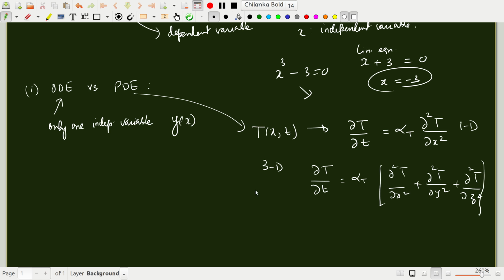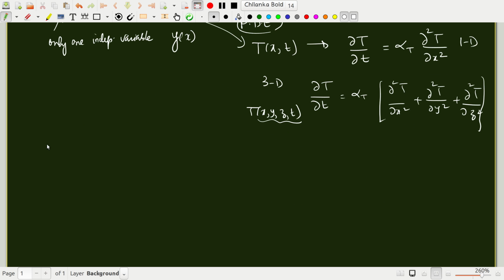So here T is a function of x, y, z and t. It's a function of four variables, the three spatial coordinates and one time variable, right? So these are examples of partial differential equations, PDEs in short, and ordinary differential equations are usually shortened as ODEs. Okay, right, we will discuss both PDEs and ODEs. This is one set of classification. Obviously the Navier-Stokes equations are partial differential equations.